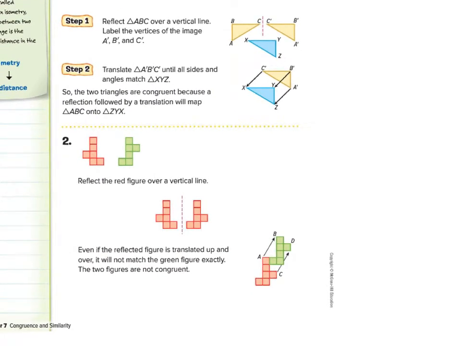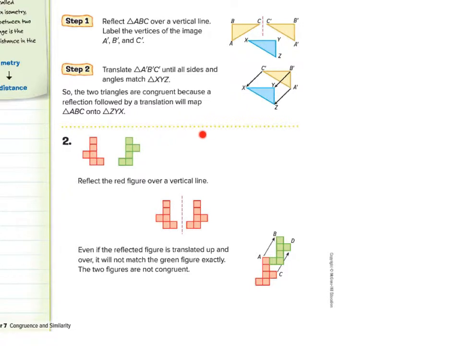We have these shapes like Tetris. Reflect the red figure over the vertical line. Will it work? Well, let's take a look. Here we have like an L and then a backwards L. But immediately, one cube up, we have this. This one is 2 cubes up. So you see that this little cube there is not going to match.